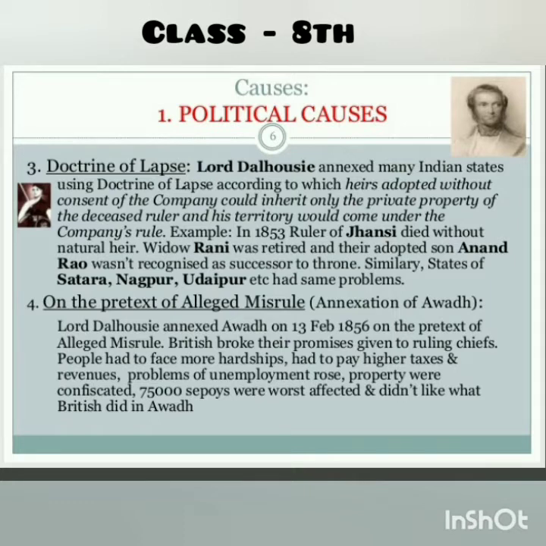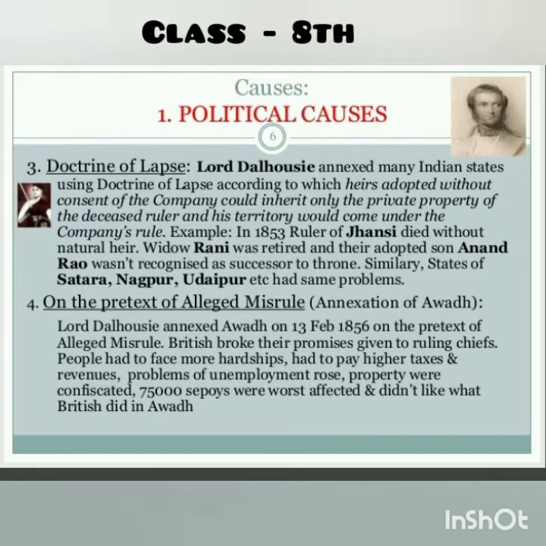Another policy was on the pretext of alleged misrule. Lord Dalhousie annexed Awadh on 13th Feb 1856 on the pretext of alleged misrule. British broke their promises given to ruling chiefs. People had to face more hardship, had to pay higher taxes and revenues. Problems of unemployment rose, property was confiscated, and several sepoys were worst affected and did not like what the British did in Awadh.